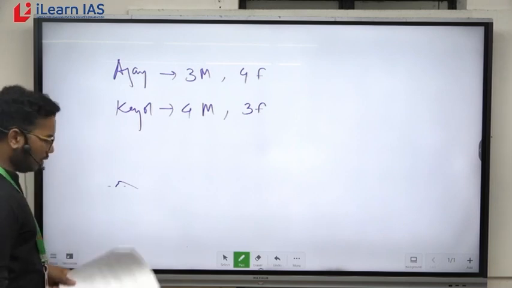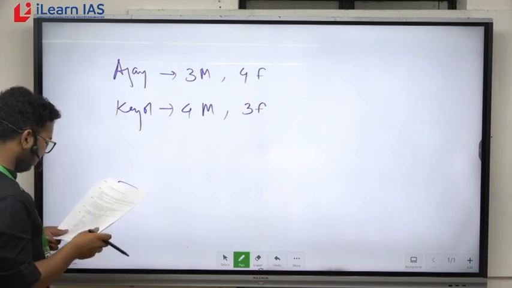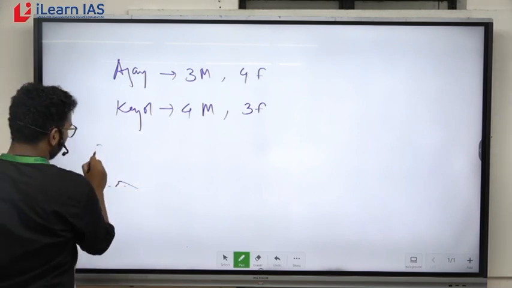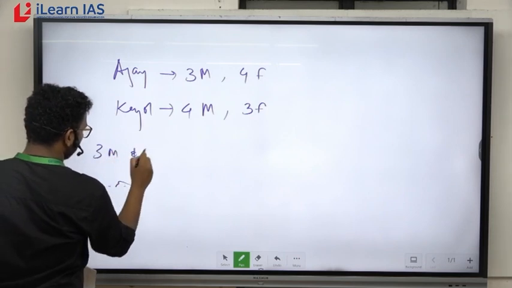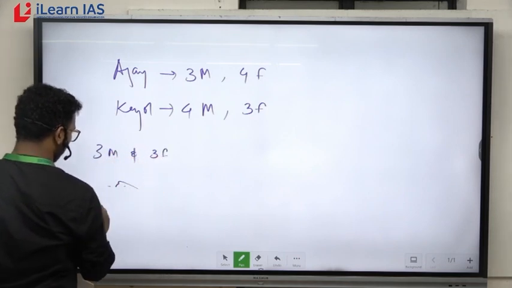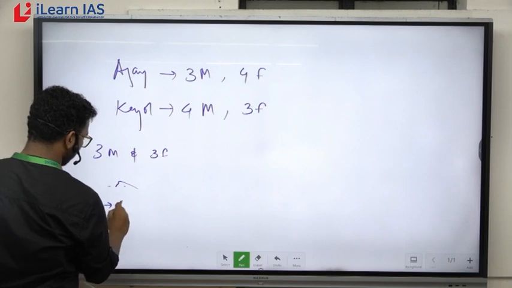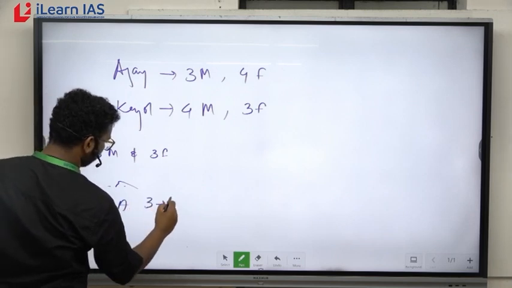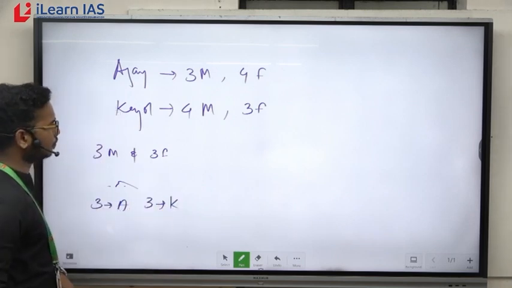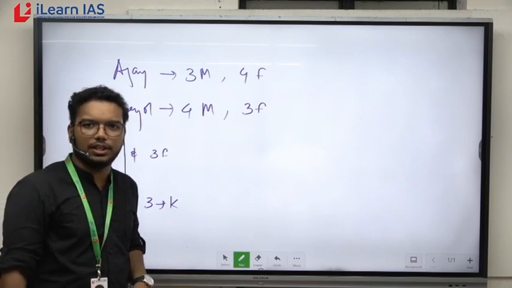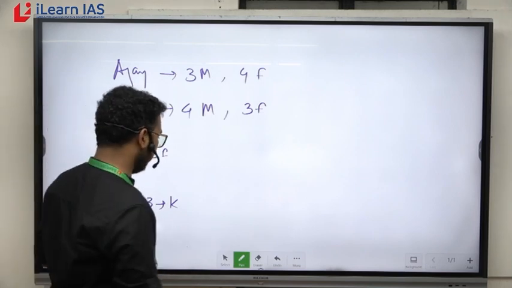Okay, we need to choose 3 men and 3 females, where 3 will be Ajay's relatives, 3 will be Kajal's relatives.